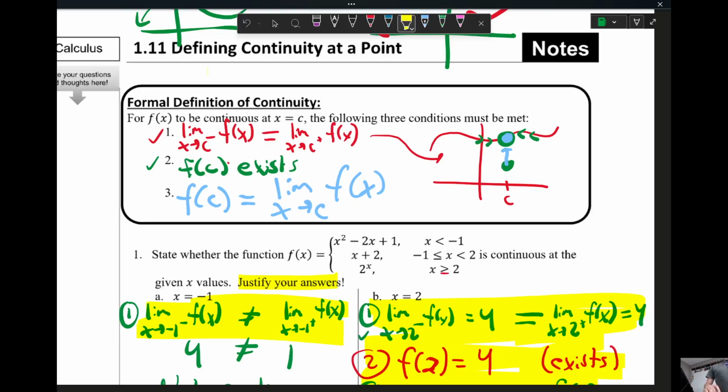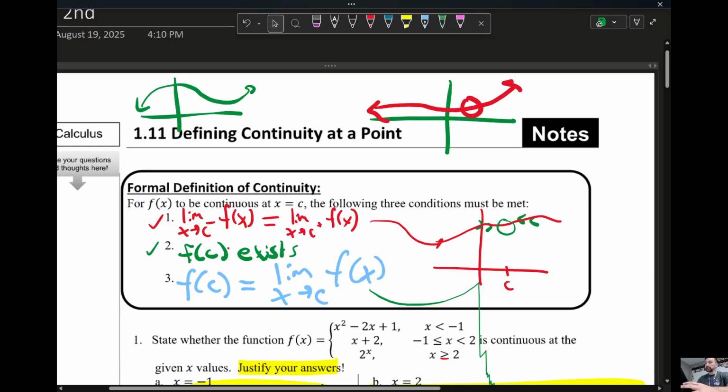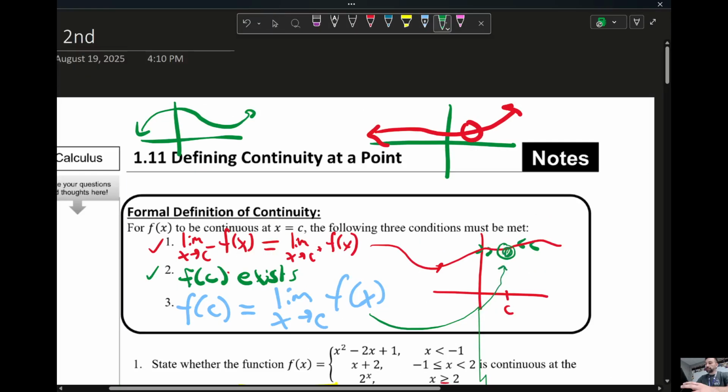If you have a hole there, that's a break in the graph. At x equals c, that point must exist. And just because the limit exists, just because the point exists, if the point is not the same as the limit, then this is still a momentary break in the graph. So this last one is saying that you've got to have a point at x equals c, but it better also be equal to the limit. 3-part definition.